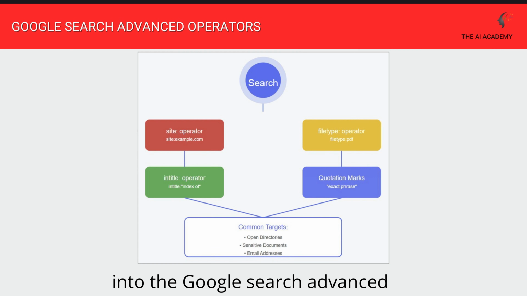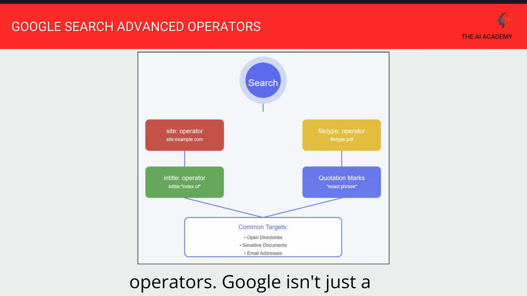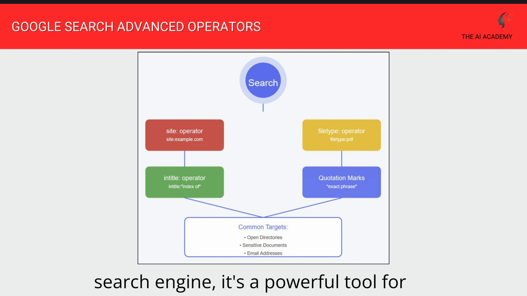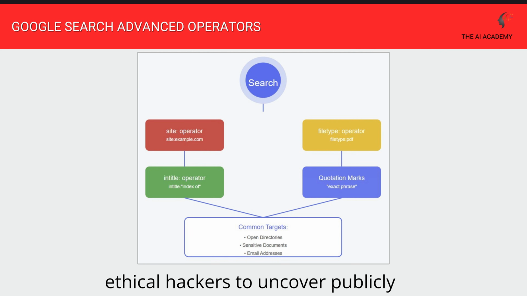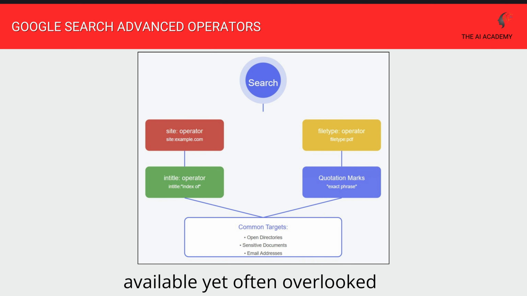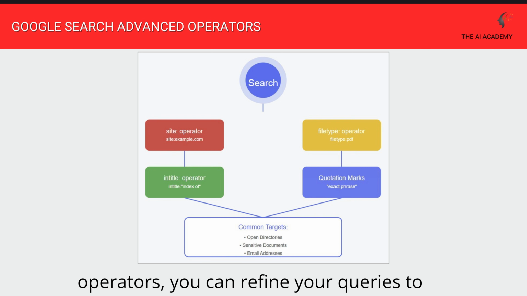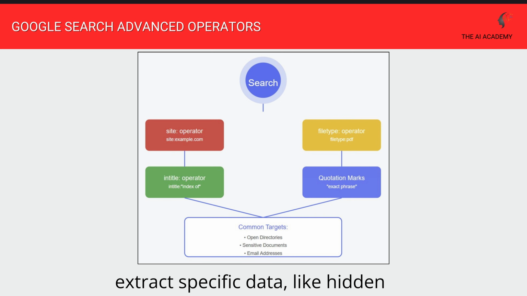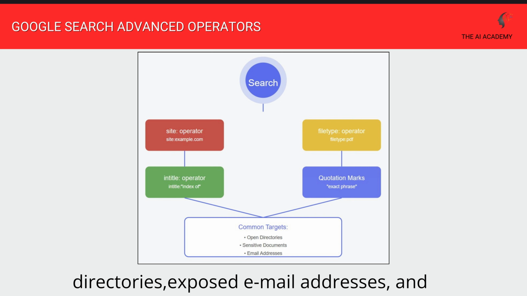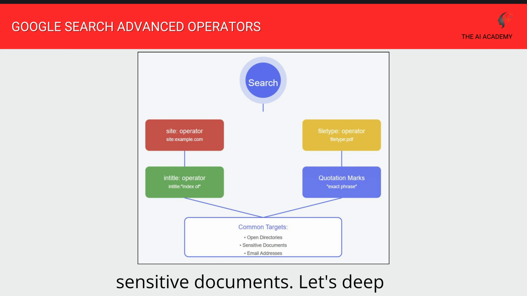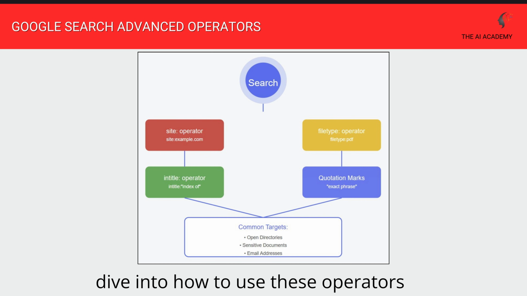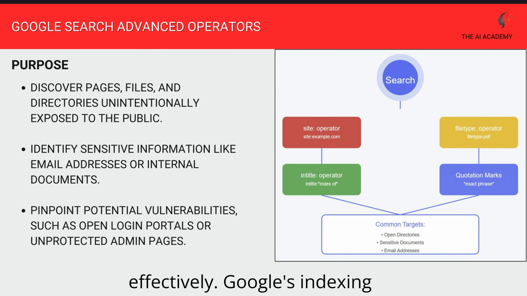Next, we will look into the Google Search Advanced Operators. Google isn't just a search engine, it's a powerful tool for ethical hackers to uncover publicly available yet often overlooked information. By using advanced search operators, you can refine your queries to extract specific data, like hidden directories, exposed email addresses, and sensitive documents. Let's deep dive into how to use these operators effectively.